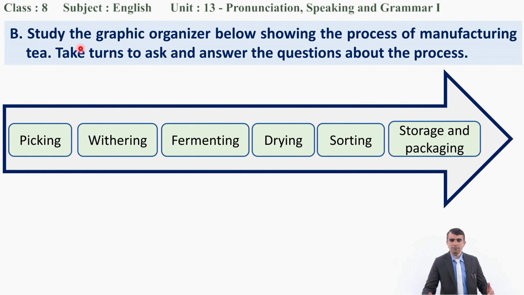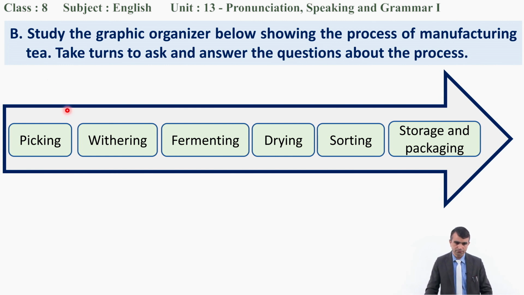B. Study the graphic organizer below showing the process of manufacturing tea. Take turns to ask and answer questions about the process. As we did right before, in the previous task, you can ask questions about the process and answer them. Previously, we asked and answered about the data, facts, information, but here we will try to ask and answer about the process, activities done in order.